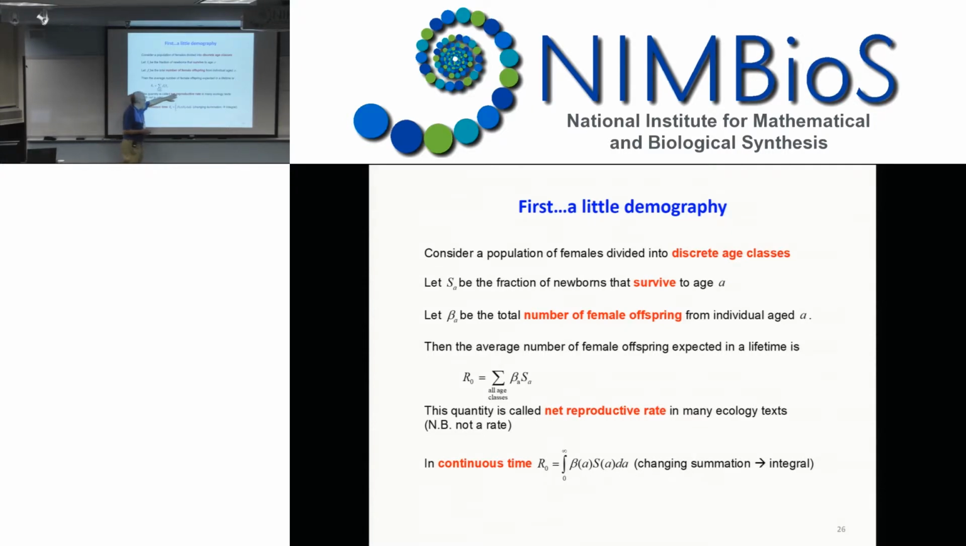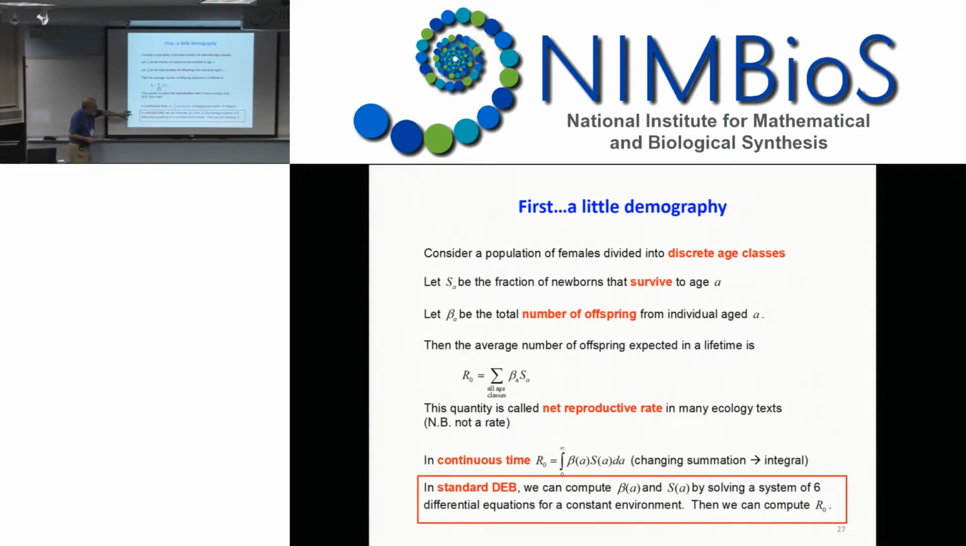And this is just a snide remark that it's almost always called net reproduction rate in the textbooks, even though it's not a rate. And in continuous time, the analog of that sum is that. The reason I'm mentioning all this is that using the standard DEB model for any given environment, we can actually solve and get the beta functions and the S functions, and we integrate it, which says that we straight away can get a measure of net reproductive rate from a standard DEB model, and we can then look at how it changes in response to contaminants.